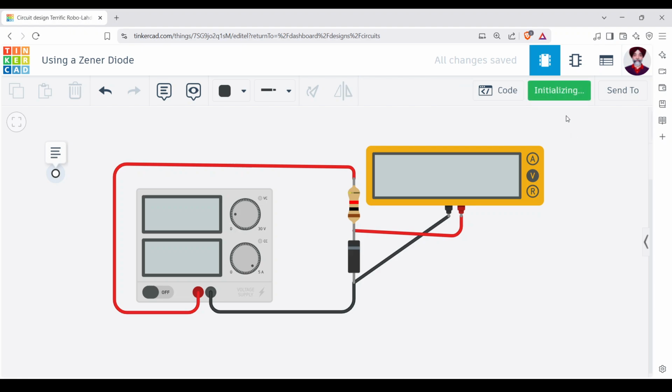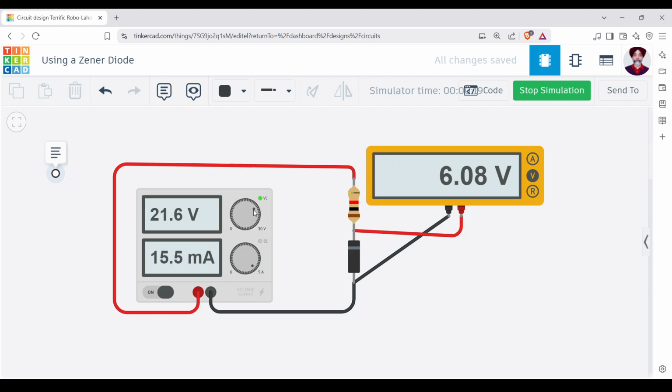Okay, let's start the simulation. See, I have 5 volts on the power supply and 5 volts on the multimeter, no problem. If I reduce this, yes, it gets reduced. But if I make it more, you will see that it will never go beyond 6 volts. See, the input voltage is 21 volts. I'm still getting only around 6 volts on the multimeter. Even if I take it up to 30 volts, it has not gone much beyond 5 volts. So this Zener diode is limiting the voltage across these two terminals.